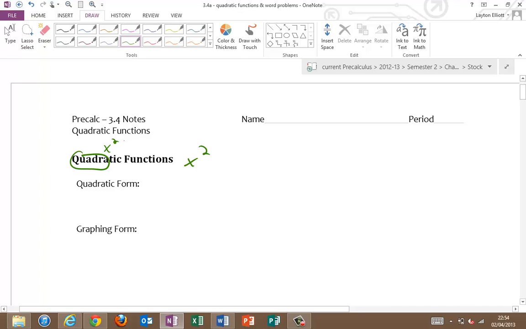Two primary forms of quadratic functions. We have the quadratic form, which is the one that looks like the quadratic equation comes from. f of x is equal to ax squared plus bx plus c. And then that can only be when a is not equal to 0.